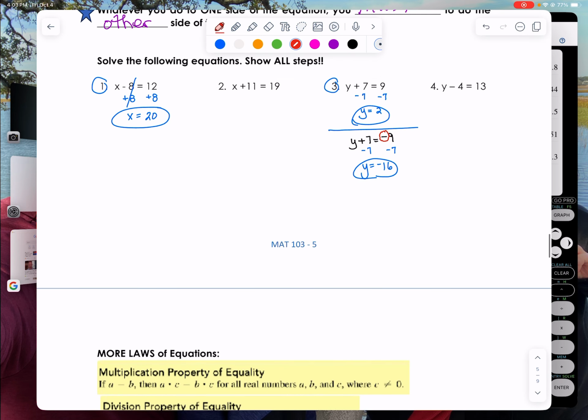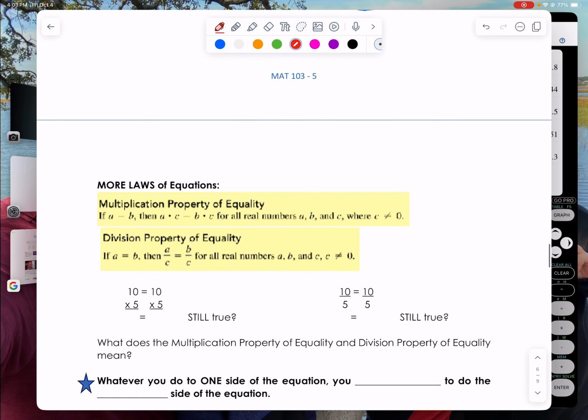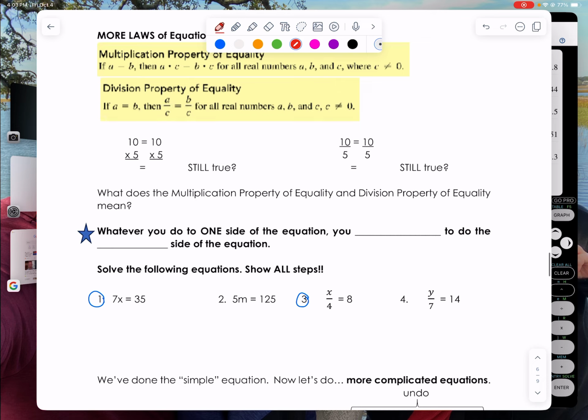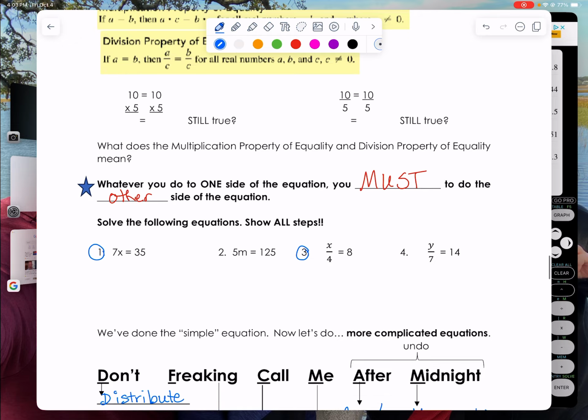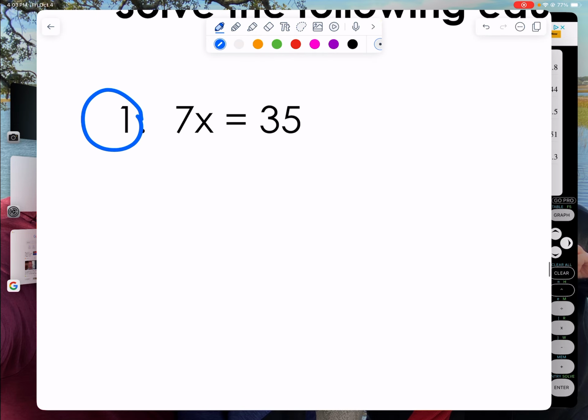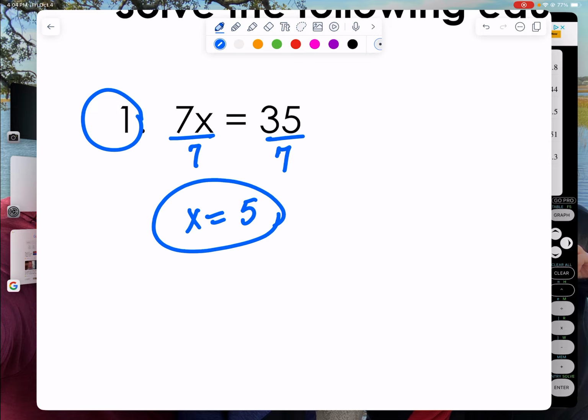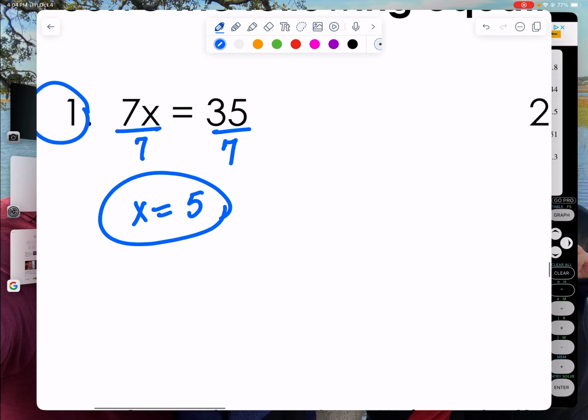So you need to remember, if you add or subtract on one side, you've got to do it to the other side. And the same thing is true with multiplication and division. Whatever you do to one side, you must do to the other side. Okay, so I'm doing the same thing. This was 7 times x equals 35. So to undo multiplying, we divide. So we would divide both sides by 7 because we're trying to get x by itself. So x would be equal to 5. I'm hoping this is coming back to your memory.